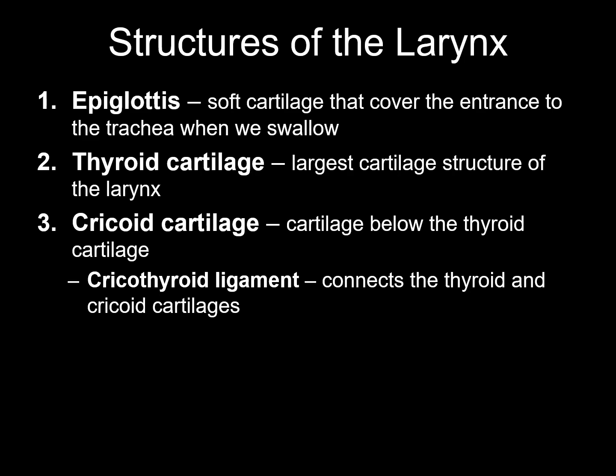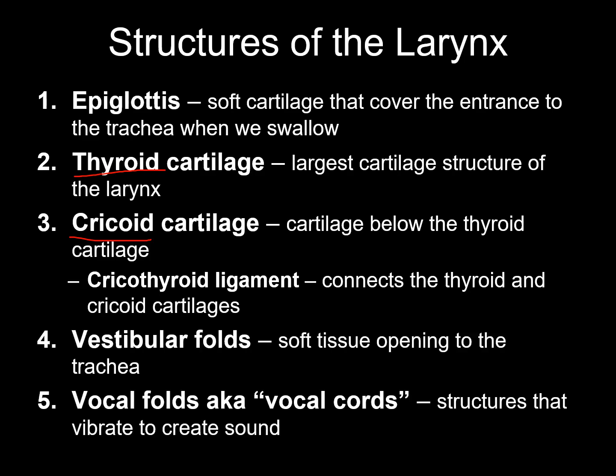So then we have a couple more cartilages. The biggest is the thyroid cartilage. So the thyroid cartilage is a big shield-looking cartilage, and it's right behind the thyroid gland, which is why they're named that way. And then we have the cricoid cartilage, and it's a ring of cartilage, and it's essentially kind of like the first ring of the trachea. It's just a little bit larger. And then there's a ligament that joins the thyroid and cricoid cartilage. So don't worry too much about that yet. I'll show you that in the picture. But essentially it just joins the two cartilages.